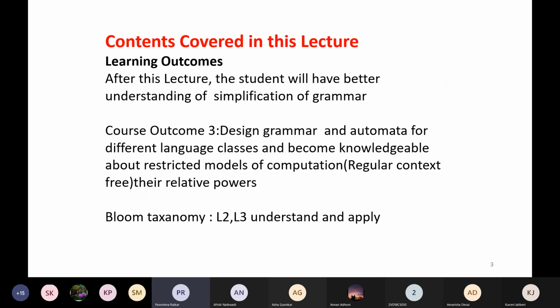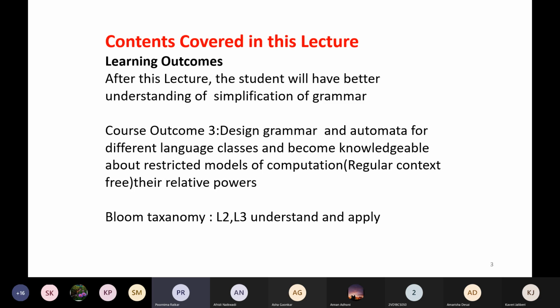Today's topic: the students will have a better understanding of simplification of grammar. In the previous class, we studied context-free grammar and how to obtain context-free grammar for different languages. We have also studied in the first module finite automata machines and regular grammars. Now we'll see how to simplify the given grammar.